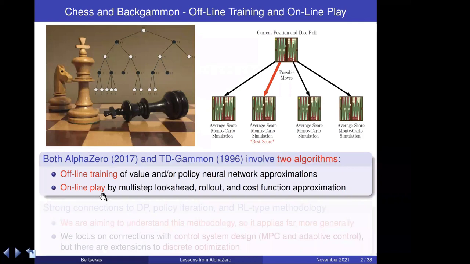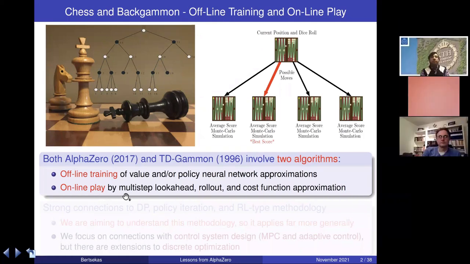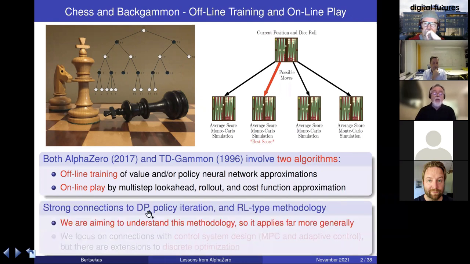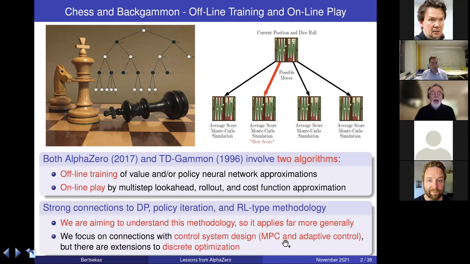The second algorithm is the online play algorithm, which is what the program uses to play against other computer programs or human opponents. And it is based on multi-step lookahead, rollout, and cost function approximations. And all of this has strong connections with dynamic programming, the classical method of policy iteration, and reinforcement learning type of approximations. And what I'm going to try to do in this talk is aim to understand this methodology so that it applies far more generally, and particularly on issues of how it connects with control system design methods of MPC, model predictive control, and also adaptive control. But there are extensions in a broader context, for example, discrete optimization, integer programming, and the like, although I'm not going to talk about those in this particular talk.